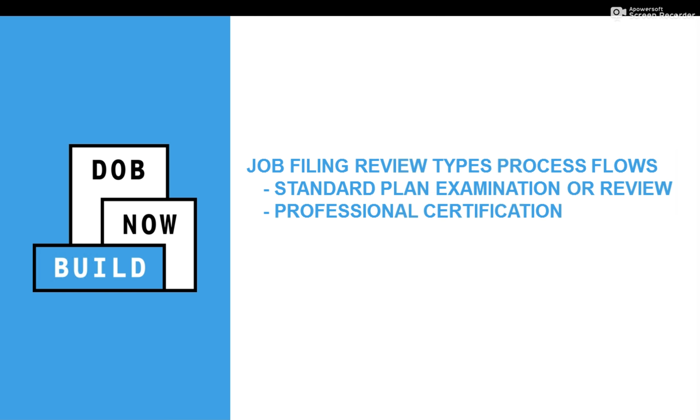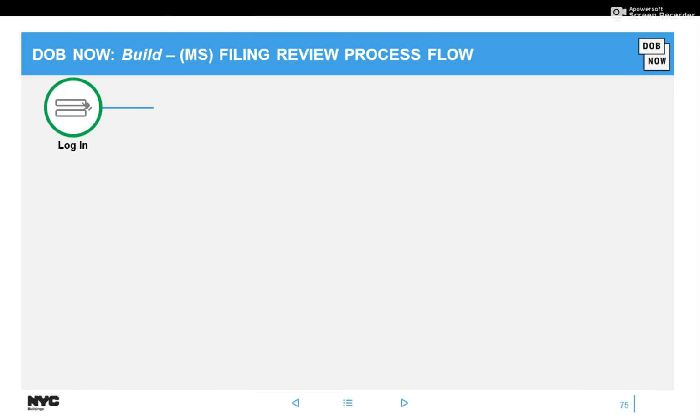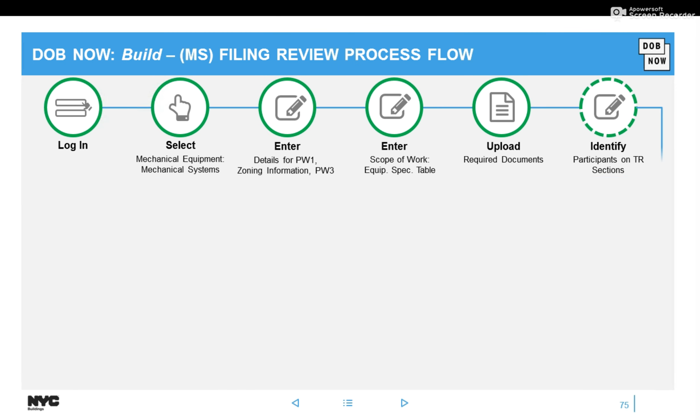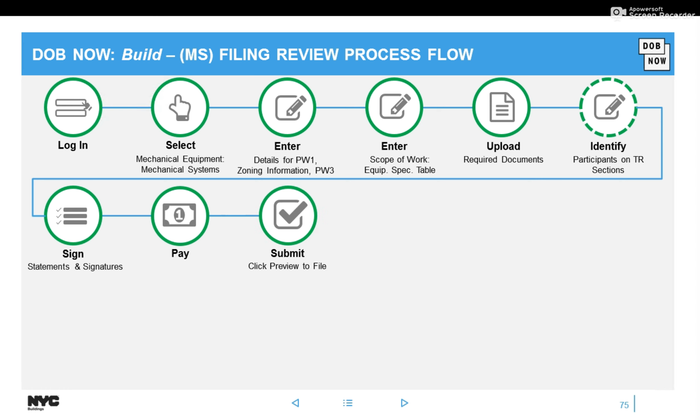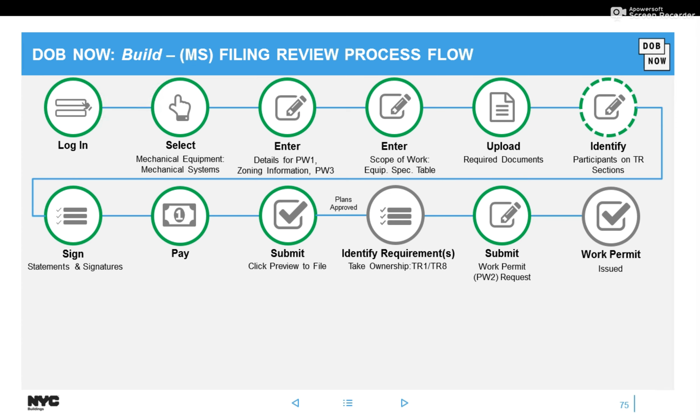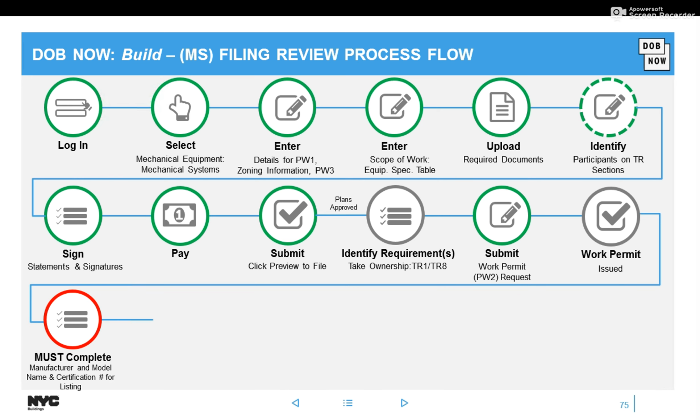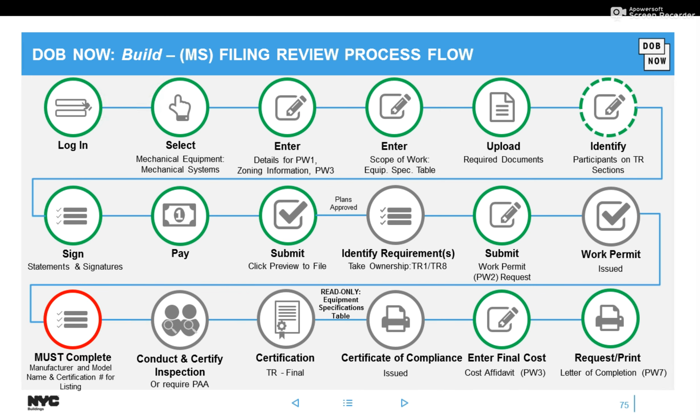Let's talk now about the two filing review types. The difference between standard plan and prof cert is you can do the work permit either before or after the job is approved for prof cert, and for standard plan, you have to wait until the job filing is approved in order to submit the work permit.